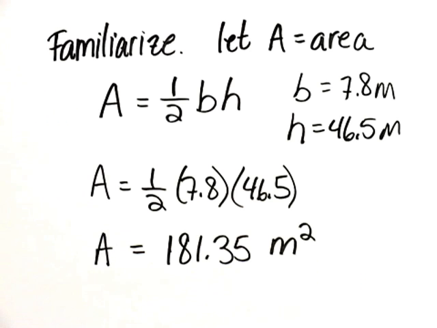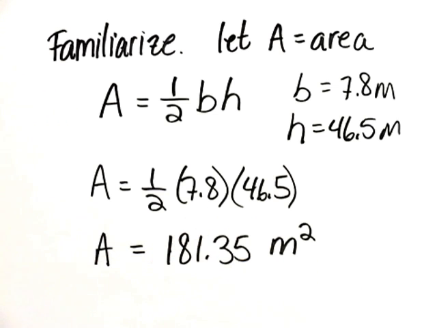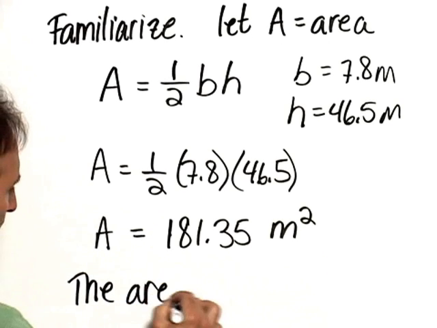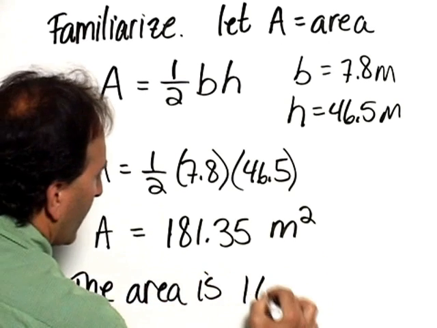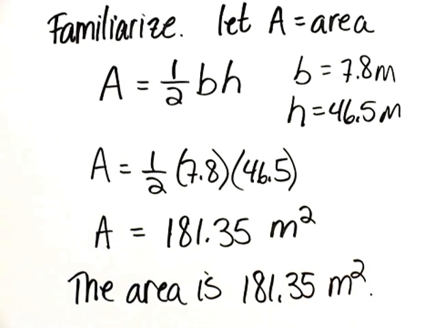The next step, 4, is to check. And the best way to check would be to recalculate our calculations, and they still work out to 181.35 square meters. And step 5 is to state the solution. So we would say the area is 181 and 35 hundredths square meters.